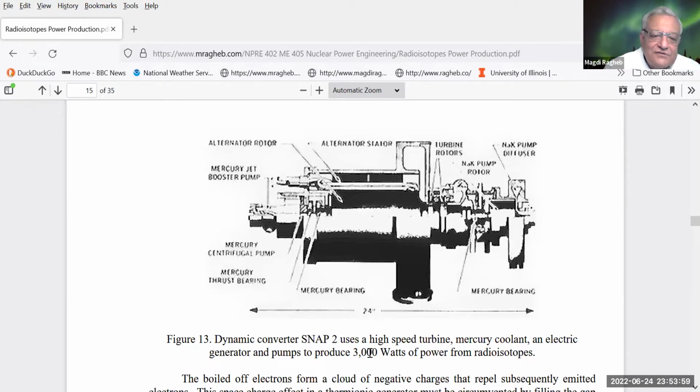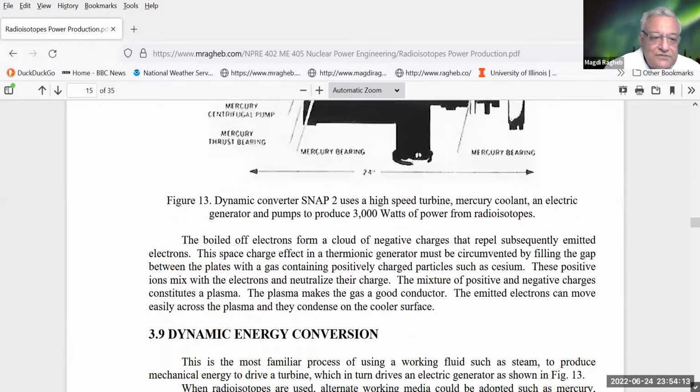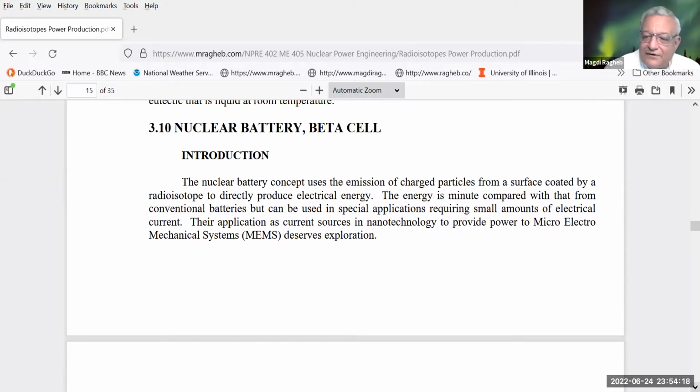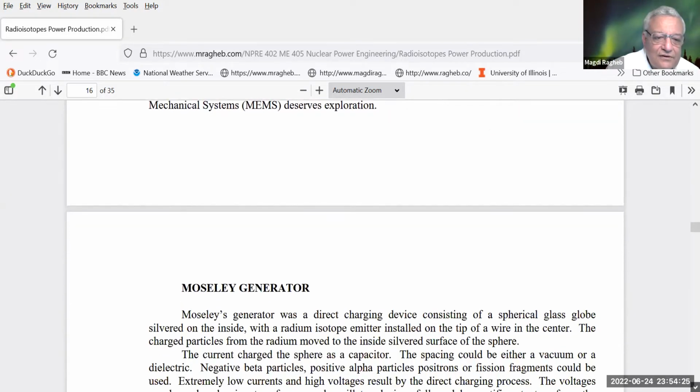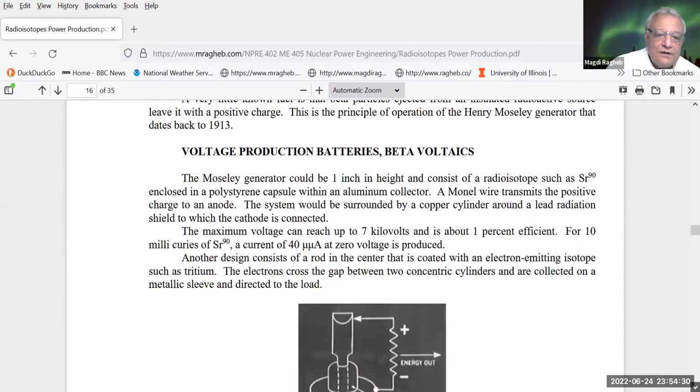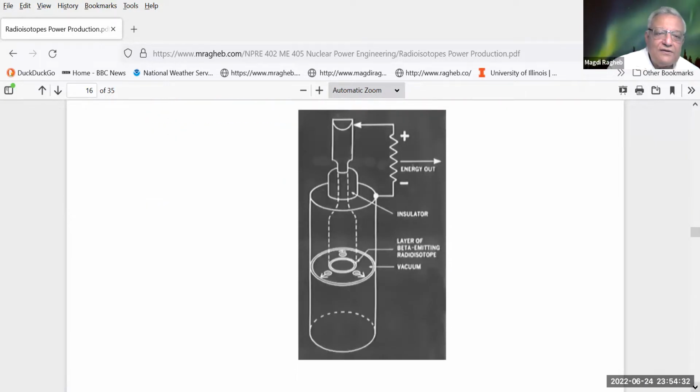In that case, you can reach 3 kilowatts of power. So this would be 2 feet in size, and you could see mercury in that case would be the element that is used as a working medium. Another way of producing electricity is what's called the beta cell or the nuclear battery. And this is what we used in our thallium-204 device, as I described earlier. It has its origin in what's called the Moseley generator. And this is a process called betavoltaic.